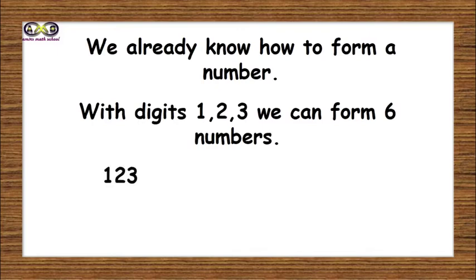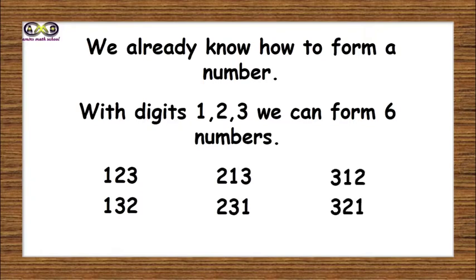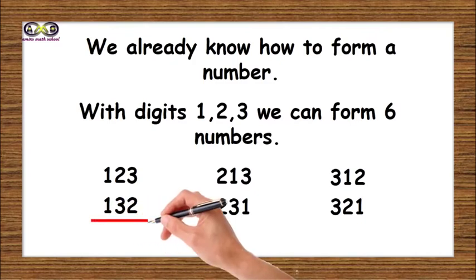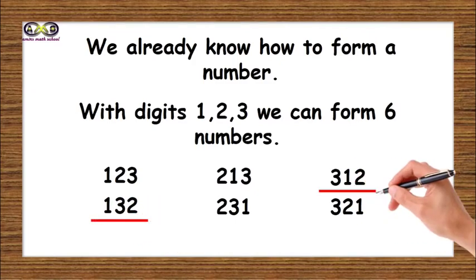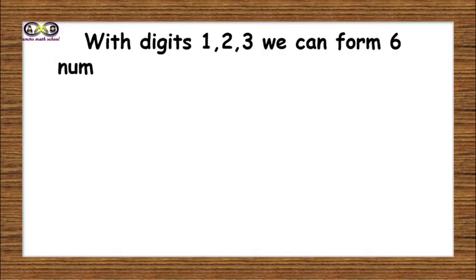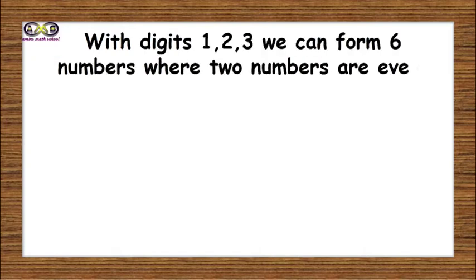They are 1 2 3, 1 3 2, 2 1 3, 2 3 1, 3 1 2, and 3 2 1. Within these numbers, 1 3 2 and 3 1 2, these two are even. With digits 1, 2, and 3, we can form 6 numbers where two numbers are even.